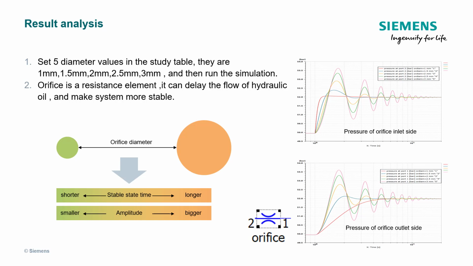And we can get the pressure curve of inlet and outlet of orifice. We can find that the bigger diameter, the longer stable state time, and the bigger amplitude.